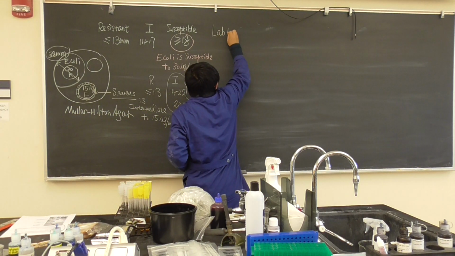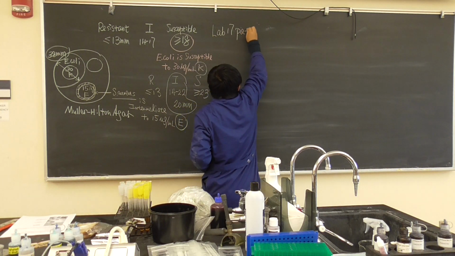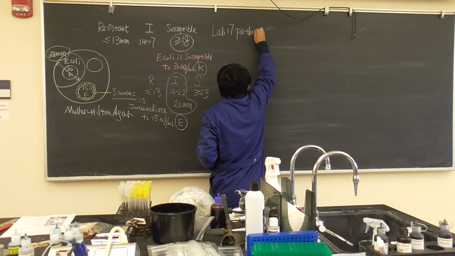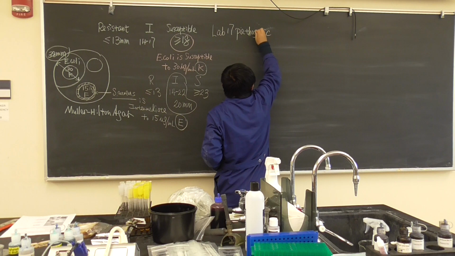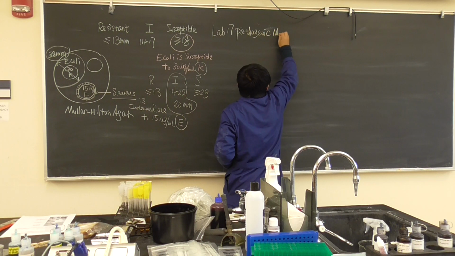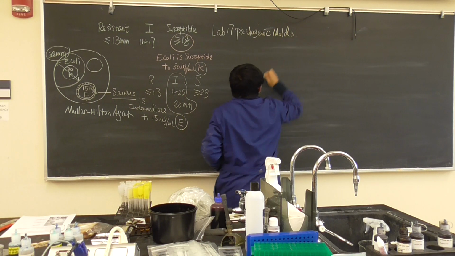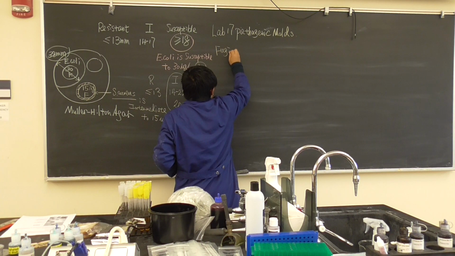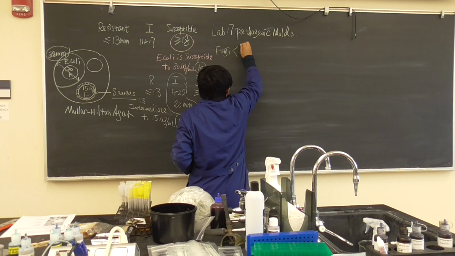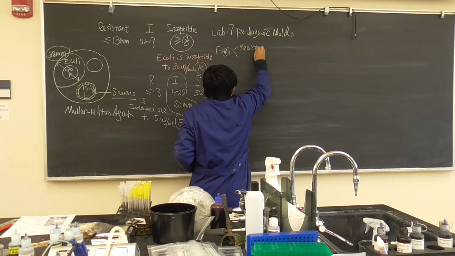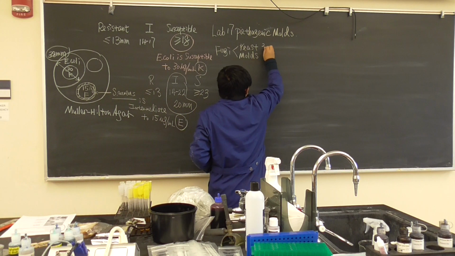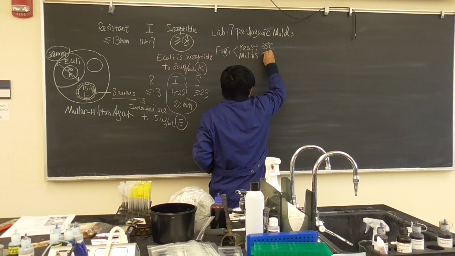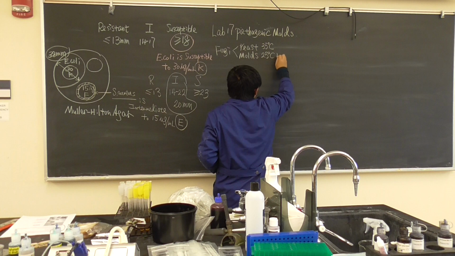Lab 17: pathogenic molds. Okay, we know that eukaryotes, which include fungi, have two categories, yeast and molds. Yeast grow at 35 degrees Celsius, molds at 25 degrees Celsius, which means room temperature.